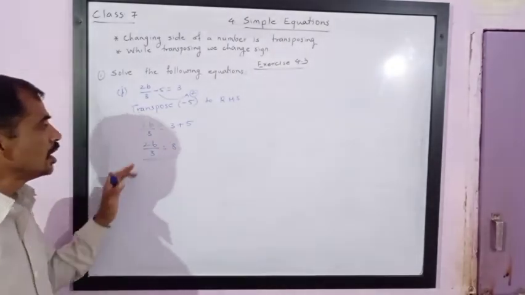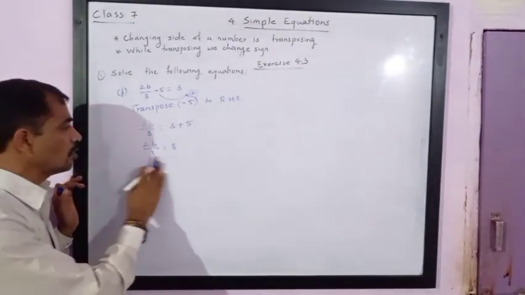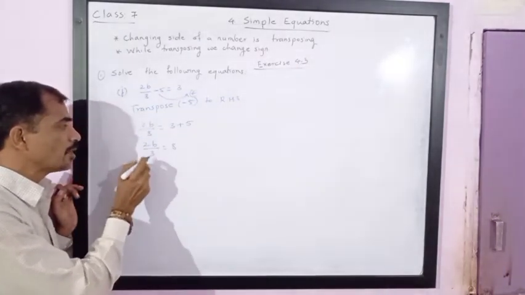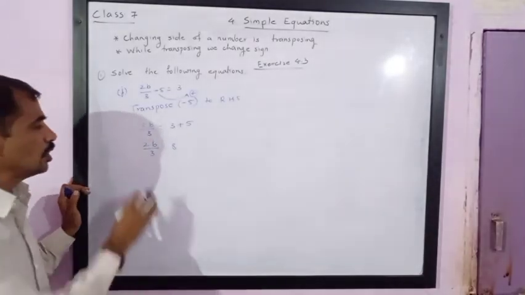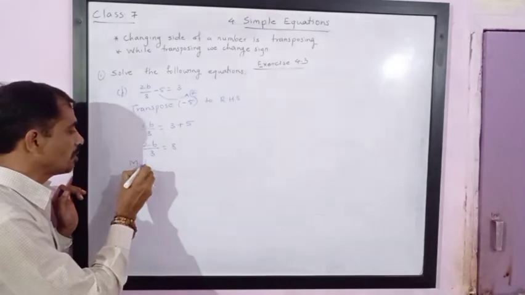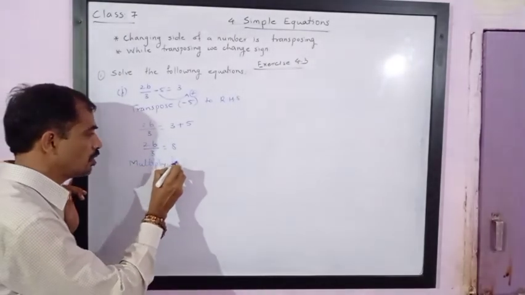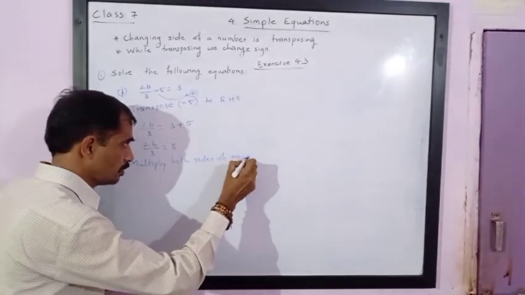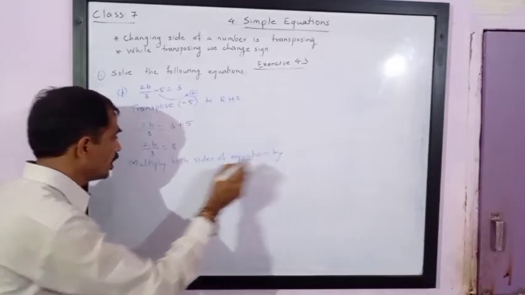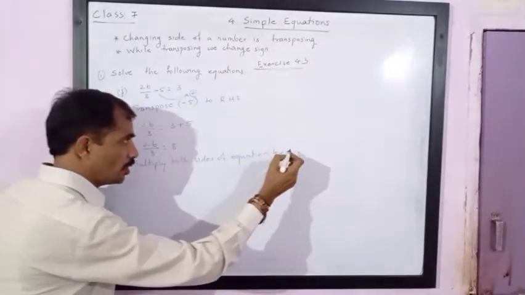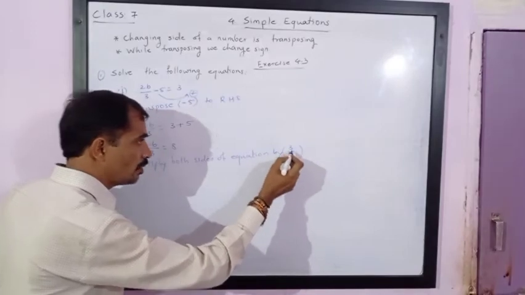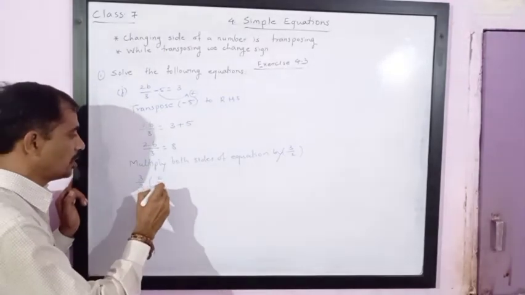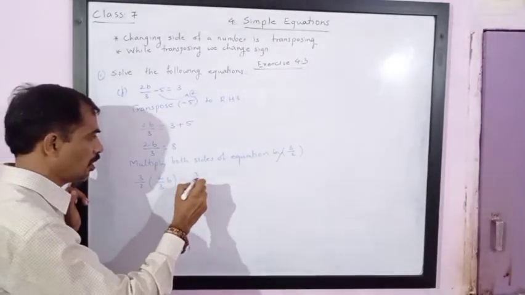Now we have got 2b upon 3 is equal to 8. I have already told you how to eliminate this fraction. If we multiply by its reciprocal, we can eliminate the fraction. So to eliminate the fraction, multiply both sides of the equation by the reciprocal of 2 upon 3, which is 3 upon 2. So we have to multiply by the opposite, that is 3 upon 2. So you will get 3 upon 2 multiplied by 2 upon 3 b is equal to 3 upon 2 multiplied by 8.